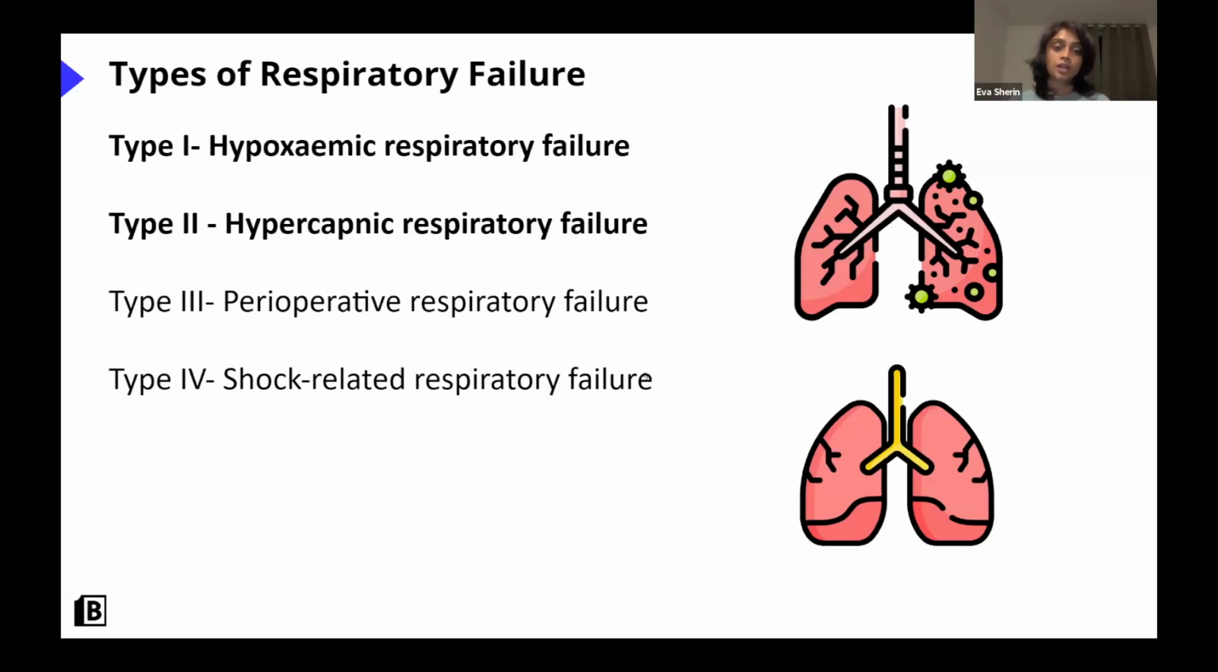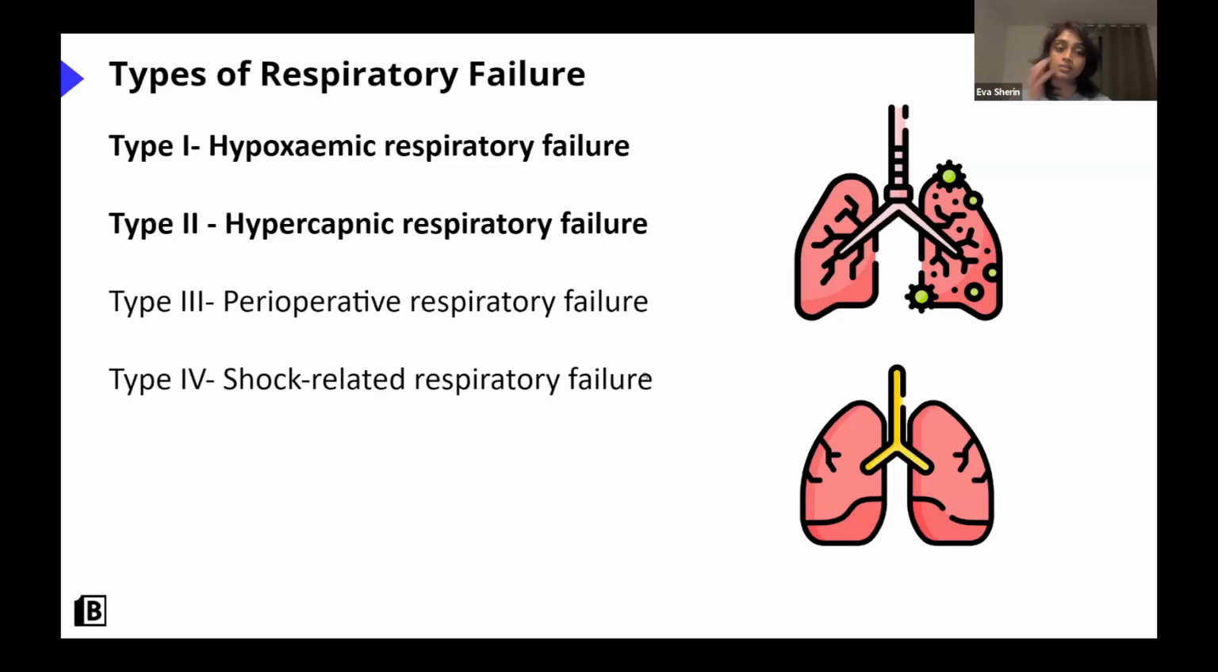Type 3 is perioperative respiratory failure, mainly seen in surgical patients, could be intraoperative, could be immediately post-operative. So any drop in oxygen or buildup of carbon dioxide around this period is considered perioperative respiratory failure. It does overlap with type 1 and type 2. It's just that perioperative respiratory failure is seen so commonly, they've decided to put it as a separate type 3.